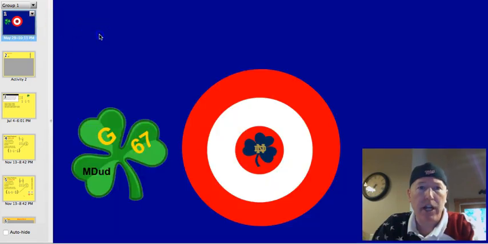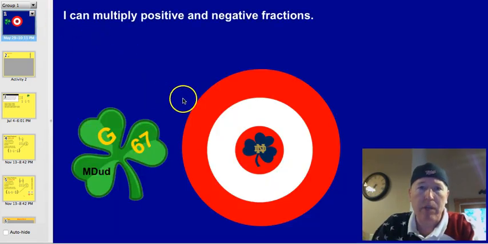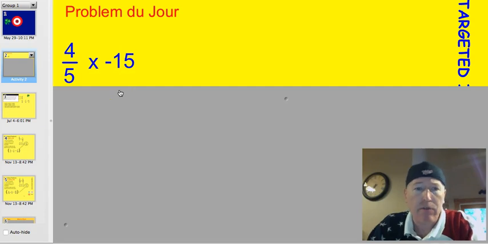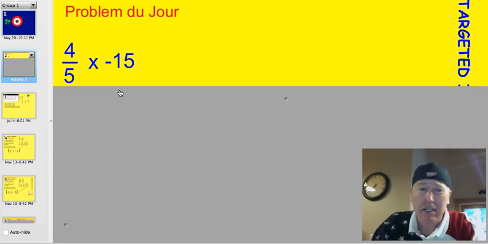All right, officially tonight our target is: I can multiply positive and negative fractions on a 1, 2, 3. Let's do this thing. We have the fraction 4/5 times a negative 15. Well, I could guess 15 because 4/5 is almost a whole, so it's going to be a little bit less than negative 15, but that's not the problem. We actually have to solve this.